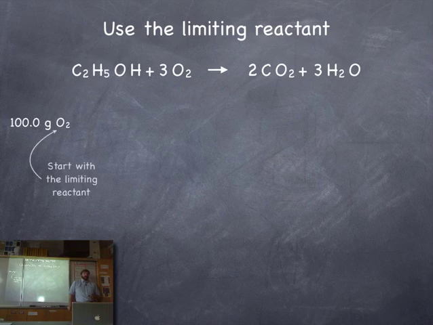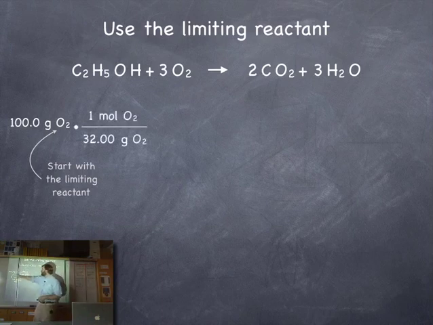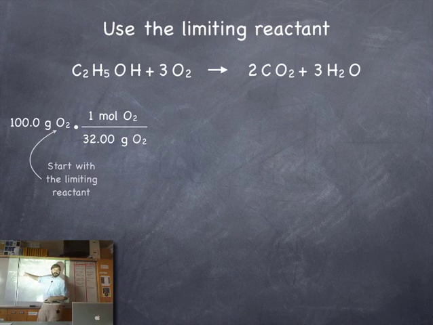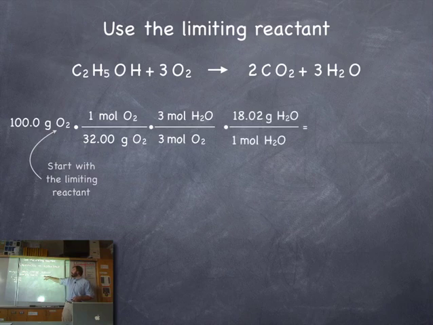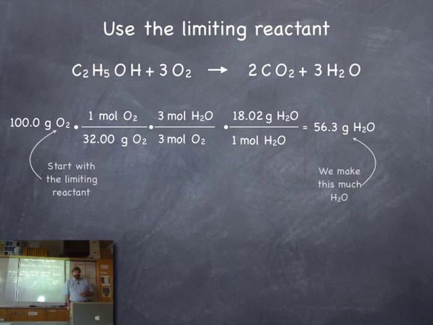I'm going to start with my 100 grams of oxygen. That's the limiting reactant. I'm going to do my standard stoichiometry problem. Convert the grams into moles. Okay, I'm converting from 100 grams to moles of oxygen. Now I know that it's a 3 to 3 ratio. Where does that come from? 3 oxygens to 3 waters. Okay? So now I can convert from moles to grams. And that will tell me that I can make 53.3 grams of water. 56.3, excuse me. 56.3 grams of water.